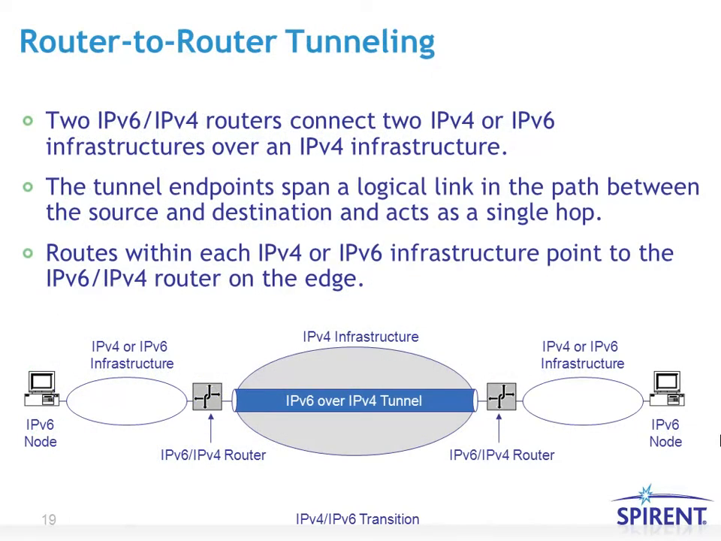So router to router tunneling, like I mentioned and we saw a few slides ago, is when, in this example, your two IPv6 nodes are connected to IPv6 and they need to connect over an IPv4 infrastructure, so the two routers in between need to establish a tunnel for those packets.